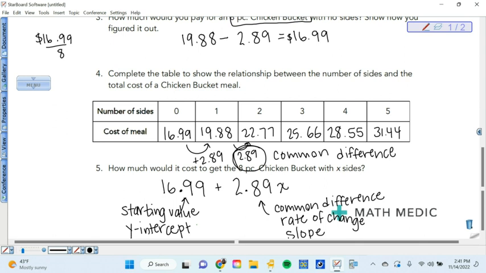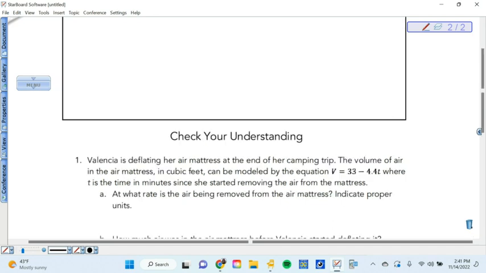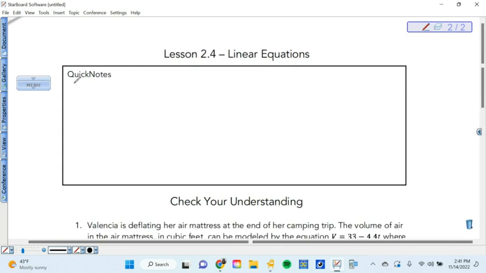Okay. Let's flip over to the other side and we'll take some notes. So our first thing is that linear relationships have a constant rate of change. Linear relationships have a constant rate of change.